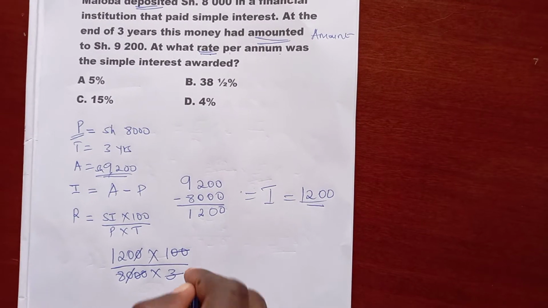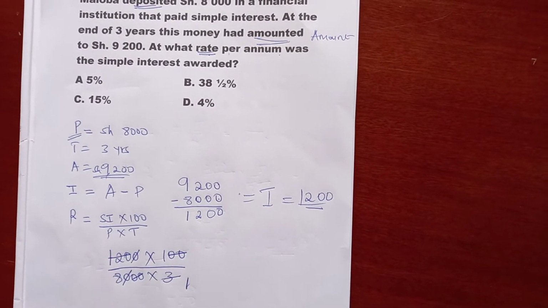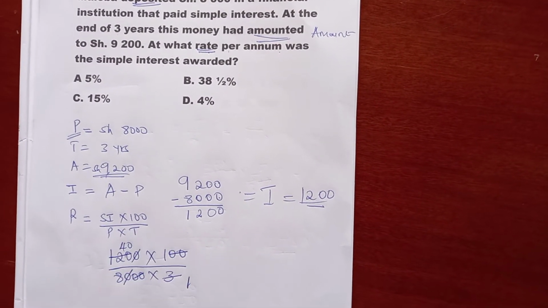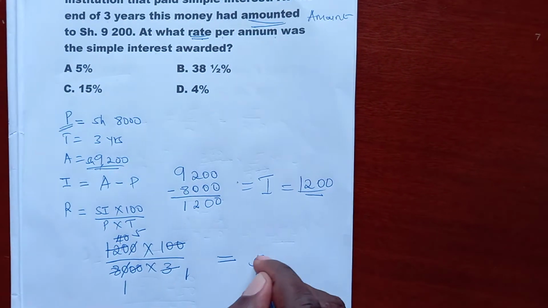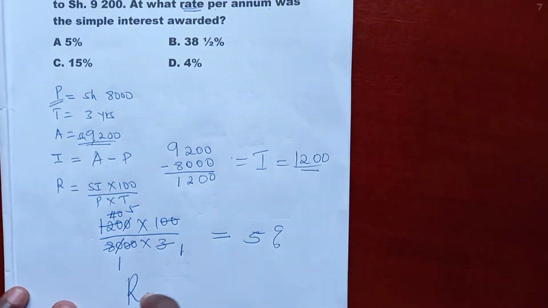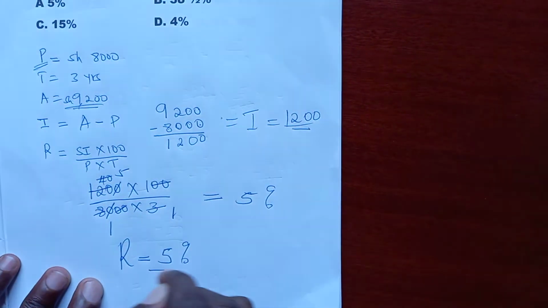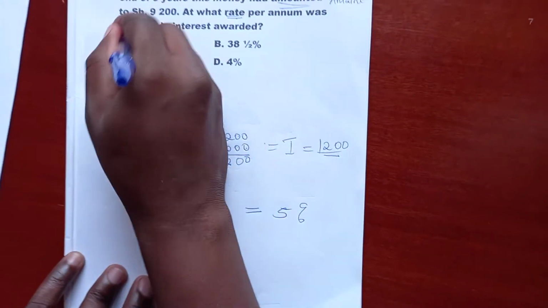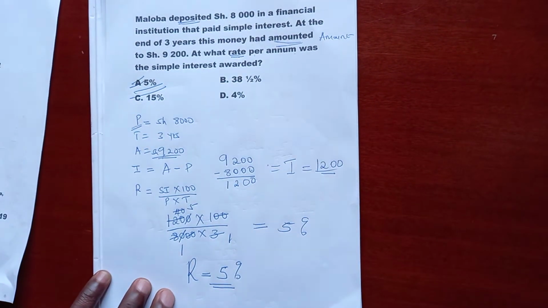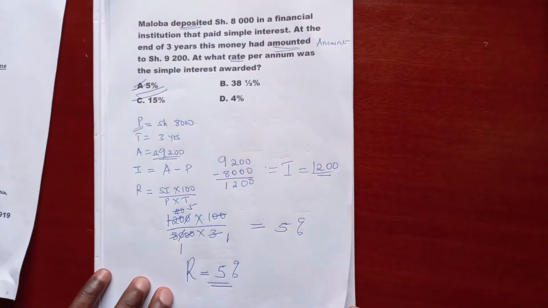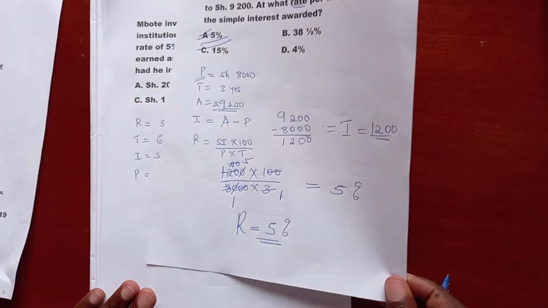By 3, 1. By 3, 120. By 3, 40. By 8, 1. By 8, 5. So you get 5%. So our rate is 5%. Learners, that's how simple it is to calculate rate. I hope as you listen, you'll be able to understand more on the question.